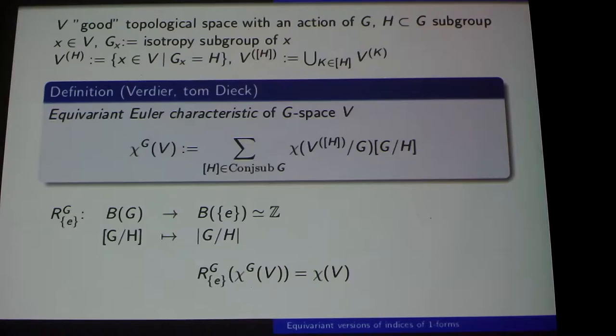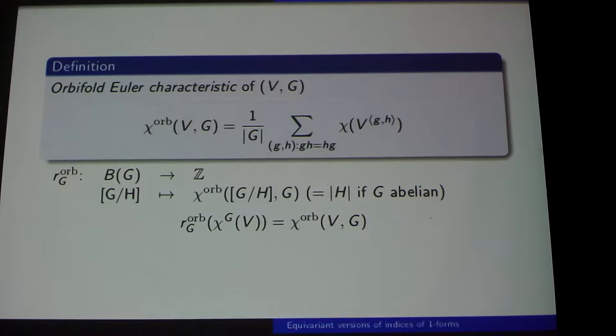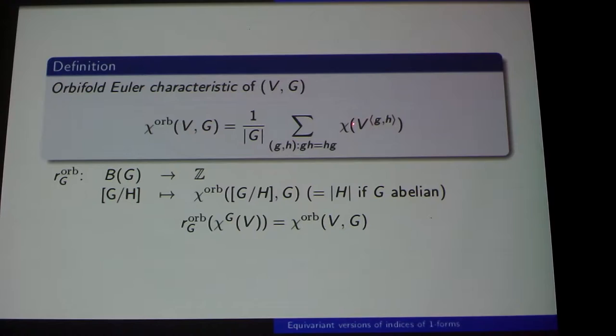Then there's also another notion, which is considered by physicists. This is the notion of orbifold Euler characteristic. Here is the definition of the orbifold Euler characteristic. It is 1 over the order of the group G, times the sum over all commuting pairs (g, h) of the Euler characteristic of the set V^(<g,h>). Here <g,h> means the subgroup generated by g and h.